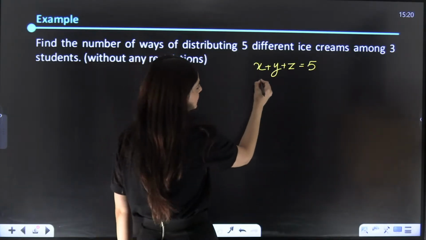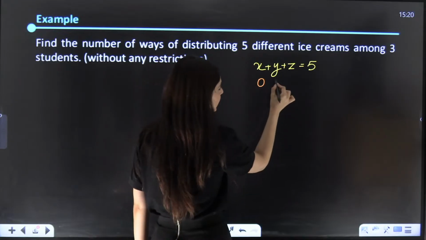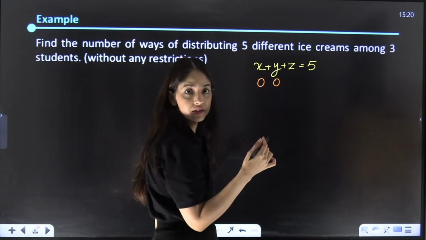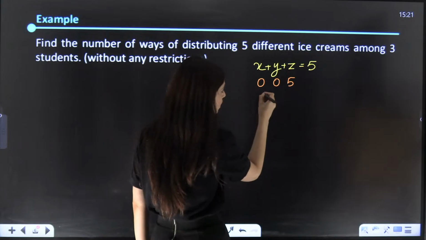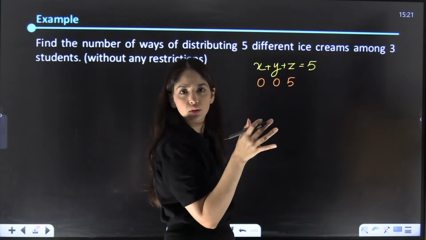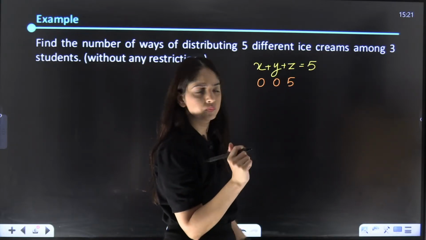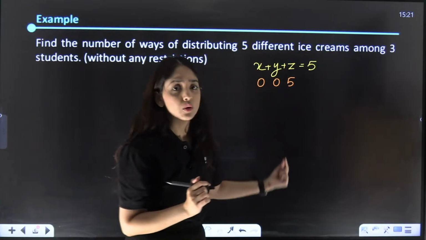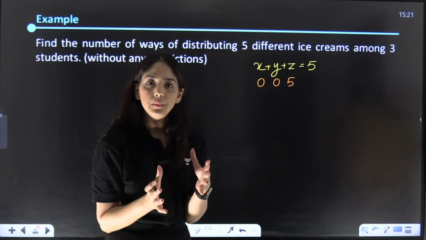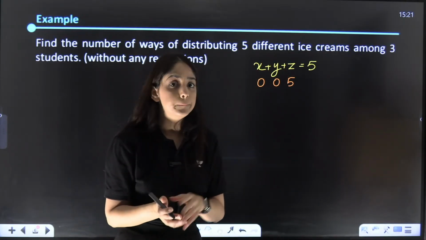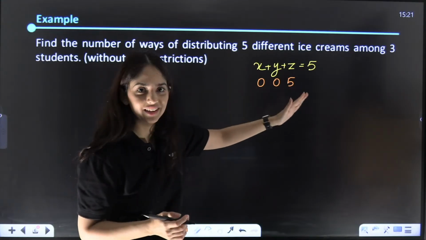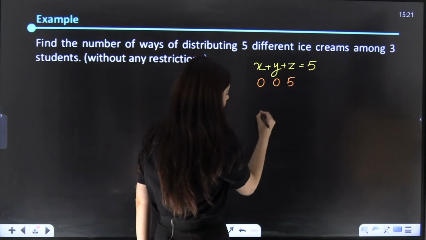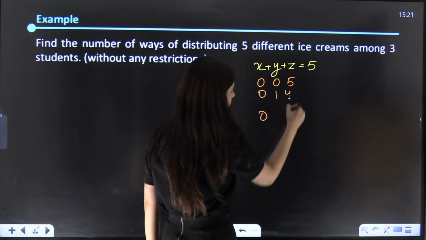Again, we'll order them. Right? We'll start with 0 and then the other one also gets 0 and 5. Now, if we just count all the possible cases, it might be a lot of work. Why? Because we are not done here. This is not just one case. Okay, this is one case. But the next, let's say, there is 0, 1, 4.